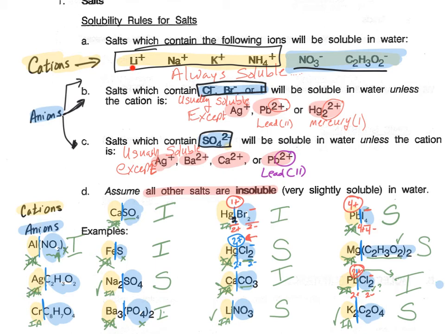Next we have silver acetate. Silver is not a group 1A, but the acetate ion is on our list, and it says it is always soluble. Doesn't matter what it's with, that one is going to be soluble, so we know that that is soluble.